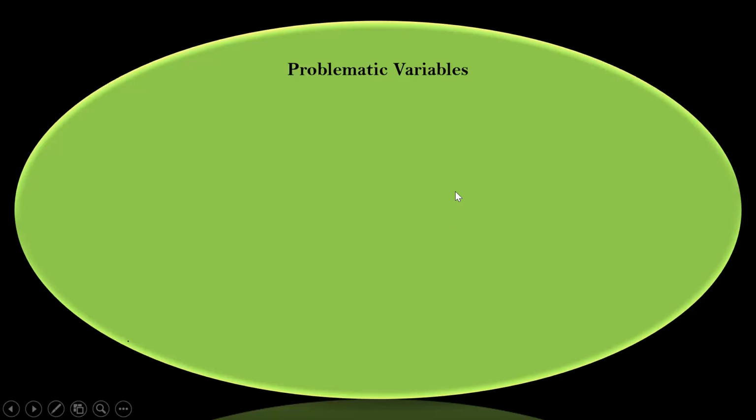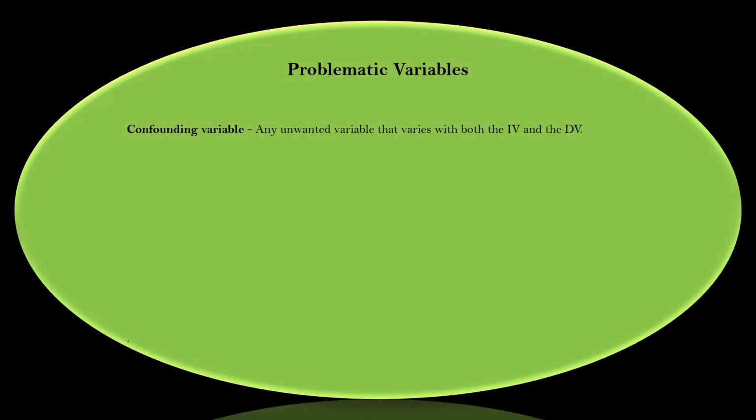Problematic variables. So not all variables are desirable. We want an independent and dependent variable if we have an experiment, but sometimes there are variables that we don't want, or variables that we have to be aware of. They can influence the statement that we make about the outcome of our study.